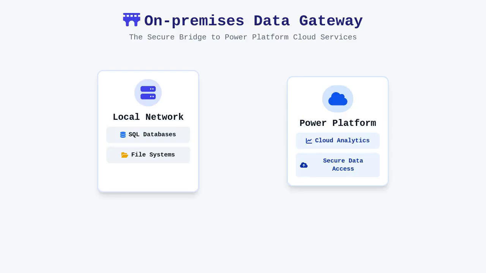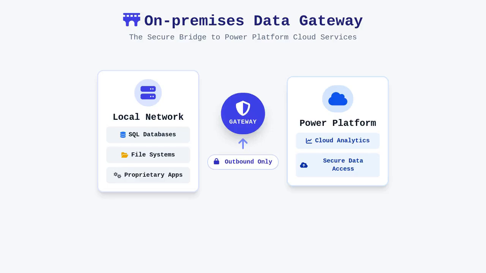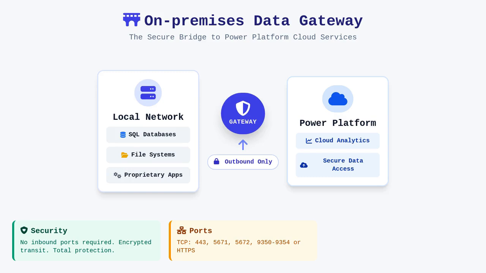on-premises applications. When architecting your integration, you must understand that the gateway does not require inbound ports to be opened on your firewall. Instead, it relies on outbound communication, specifically using TCP ports 443, 5671, 5672, and 9350 through 9354, or potentially HTTPS depending on your specific configuration. This architecture is designed to uphold strict security standards, ensuring that data is encrypted while in transit and that the local environment remains protected from unauthorized external access.